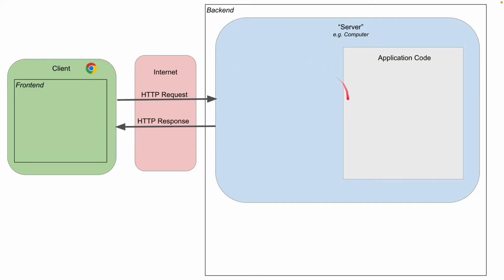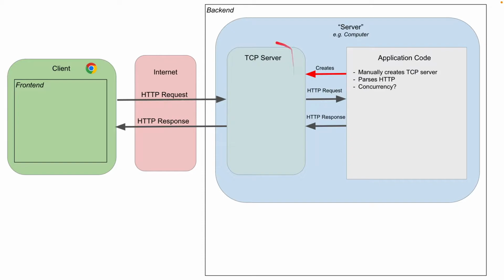So let's place ourselves in the role of a web app developer. Let's determine what we need to do to process the HTTP request and form an HTTP response. From there, we will add various components to make our job easier. First of all, we need to actually capture the request coming into our server. So we could set up a server or a TCP server manually in our application code that's listening for these requests. But there's a few problems with this sort of manual approach.